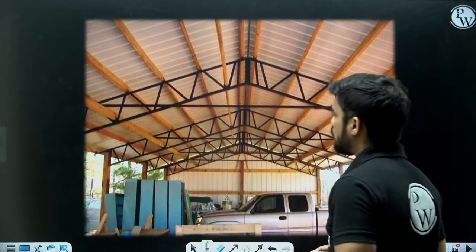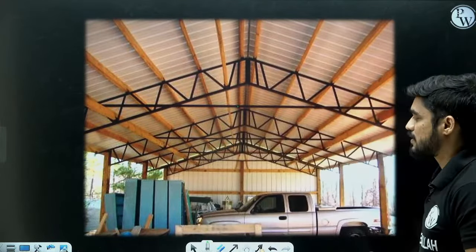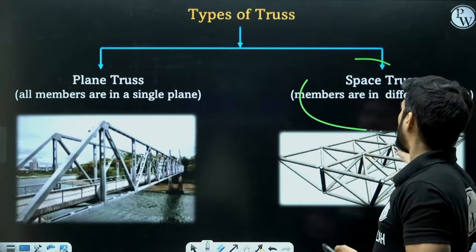Here also you can see all these members are lying in a single plane like this. They are in a single plane. Okay. So this is also a plane truss. Then what is the example of a space truss?